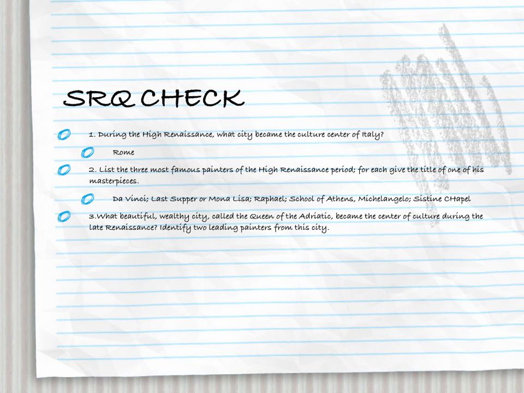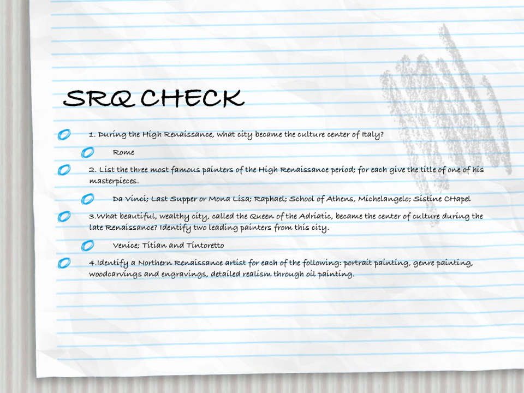What beautiful, wealthy city called the Queen of the Adriatic became the center of culture during the late Renaissance? Identify two leading painters from the city. Venice, and two of those painters would be Titian and Tintoretto. Identify Northern Renaissance artists for each of the following: portrait painting, genre painting, wood carvings and engravings, detailed realism through oil painting. Okay, so for portrait, Holbein; genre painting, Bruegel; wood carving, Dürer; oil painting, Van Eyck.